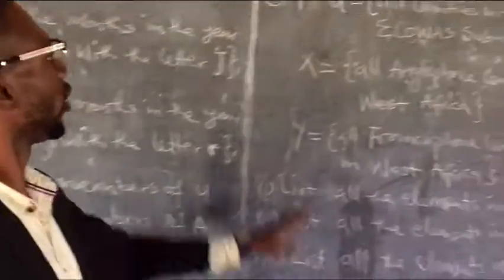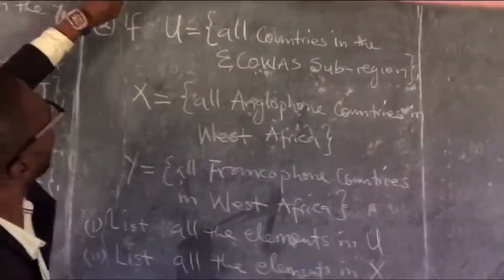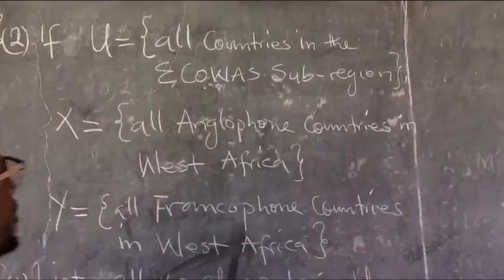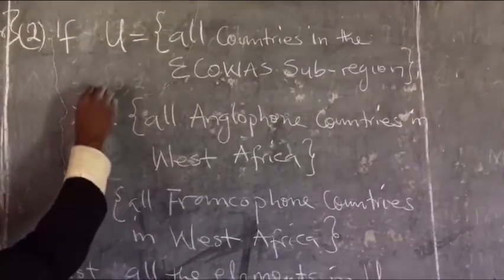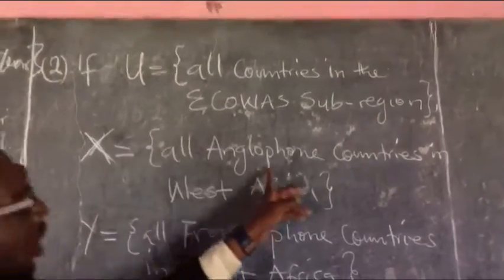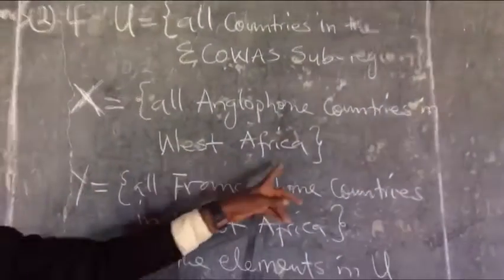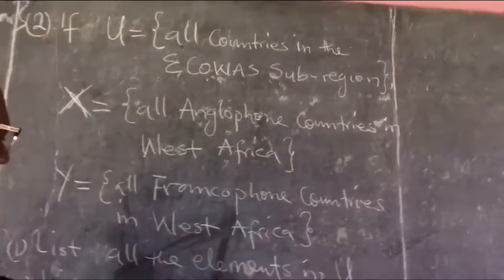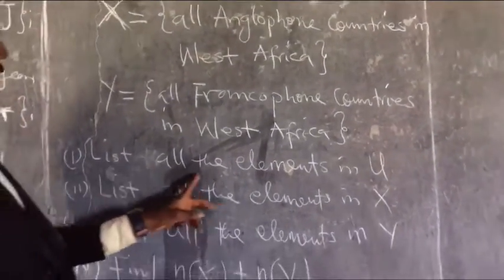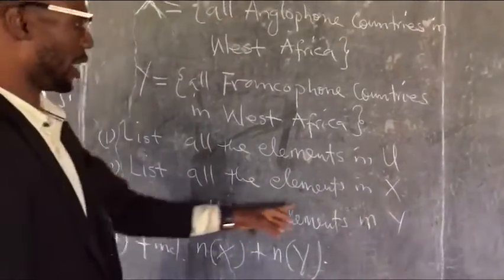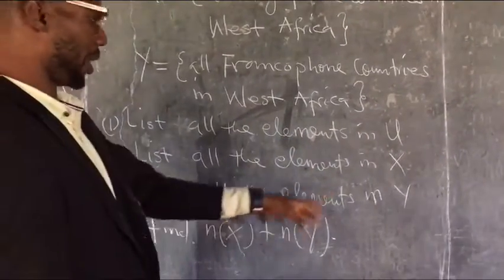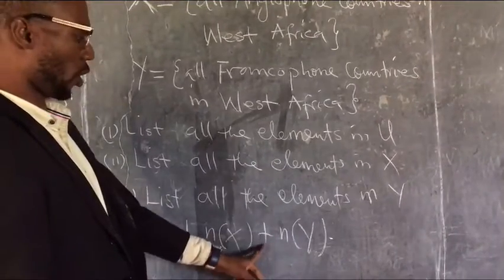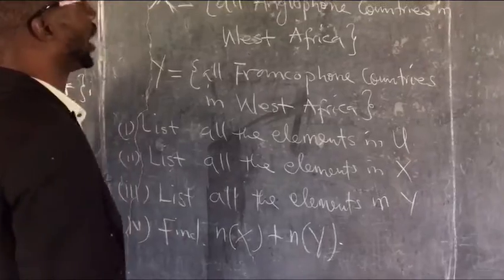For this one, we say if U be all the countries in ECOWAS sub-region, our universal set, and then set X, all the Anglophone countries in West Africa. This one, set Y, all the Francophone countries in West Africa. And then they say list all the elements of set U, list all the elements of set X, list all the elements of set Y, and then find cardinality of X plus the cardinality of Y.